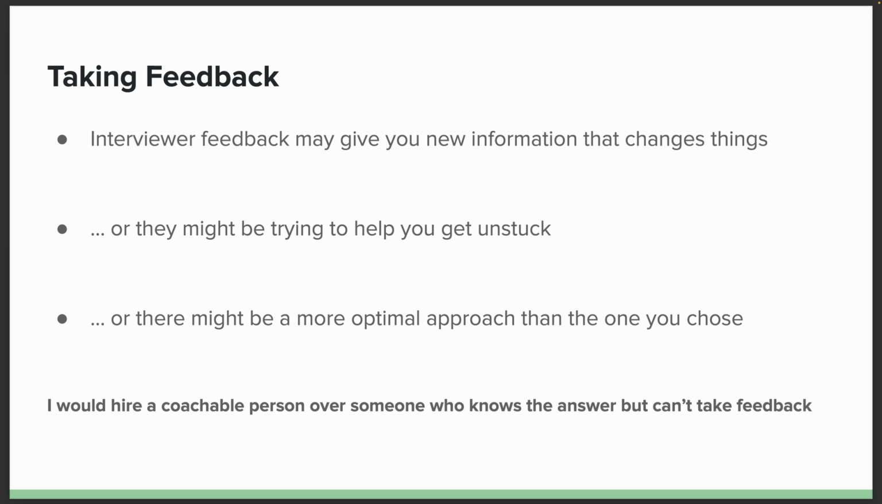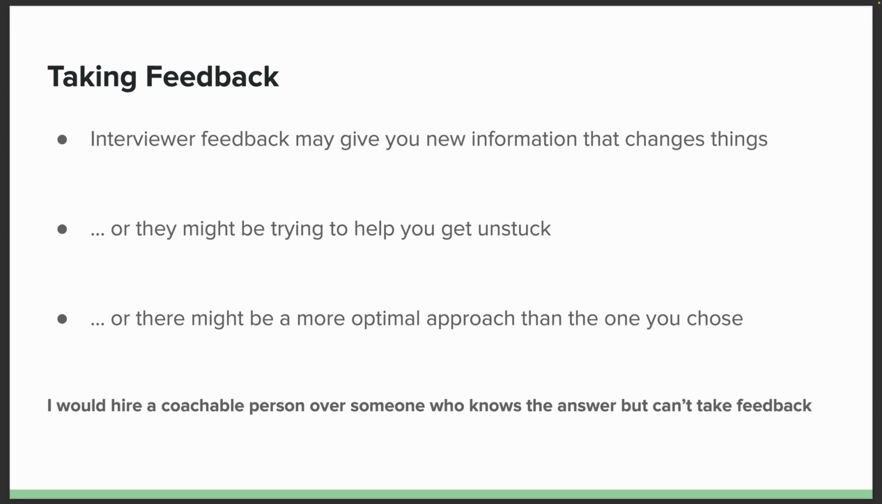In all of these scenarios, I would say that I would hire a coachable person over someone who knows the answer but can't take feedback. Lots of people know the answers to things, they've memorized it, or they've looked it up, or they worked it out, or whatever, but being coachable is extremely important.